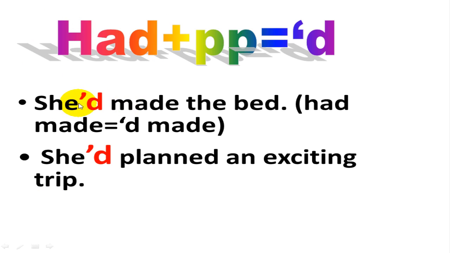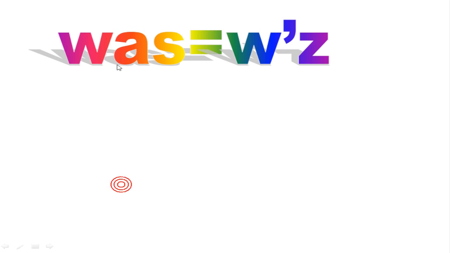Now, if we have this 'd, is this would or had? How can we know? If it's would, we'll have the main verb, infinitive. If it's had, I'm going to have what? PP, past participle. Let's notice that if 'd is would, the main verb comes after it; if it's had, the PP comes after it. Was.